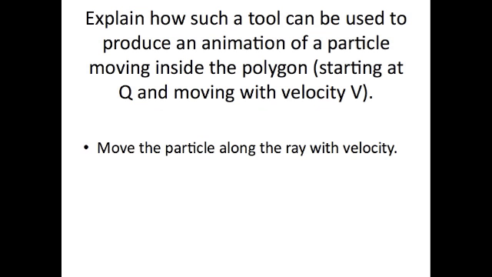So to produce an animation of the particle moving inside of the polygon, which is what I did, you basically do the same thing but just with the particle, and you don't keep track of where you've gone so much as where you are and where you're going. So you move the particle along the ray with your velocity, and every time I moved my particle, I would calculate the next place it was going to go, and that was the ray that I was using. Then you continually recalculate where it's going to go, and when it hits an edge, you switch the vector that you're moving along.